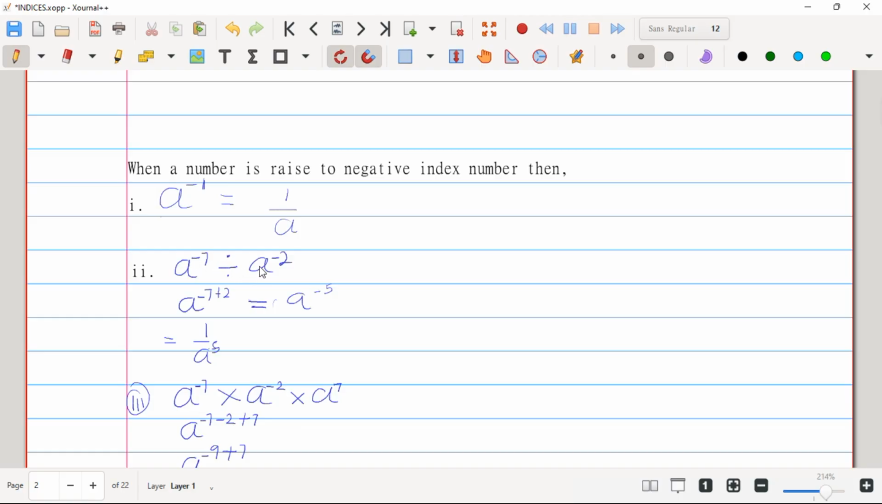So if you are having a raised to the power negative 7 divided by a raised to the power negative 2, you know that we have learned this one. If you are having the same base and they are dividing, what you are going to do is to just subtract the exponents.